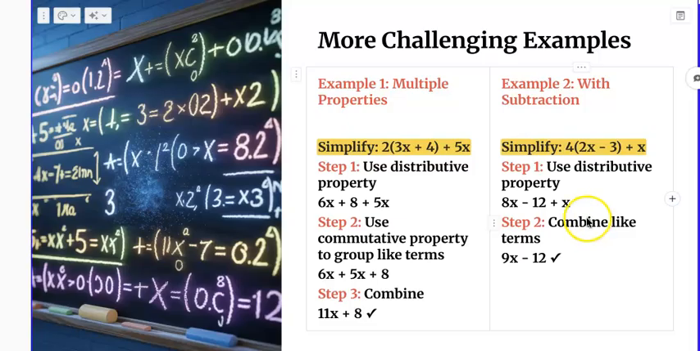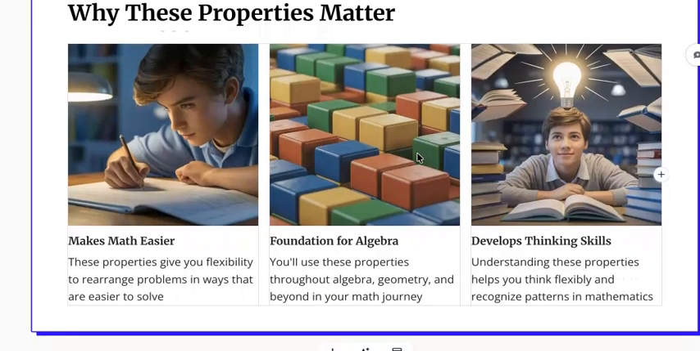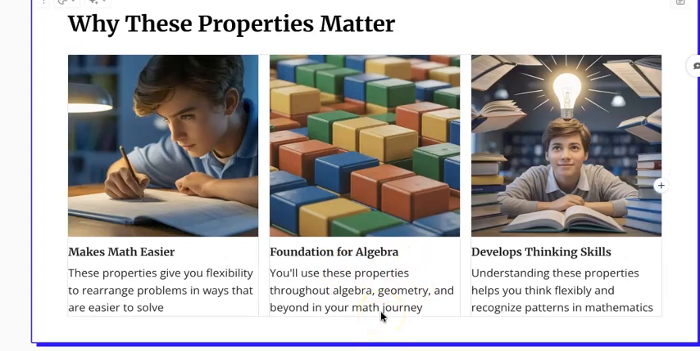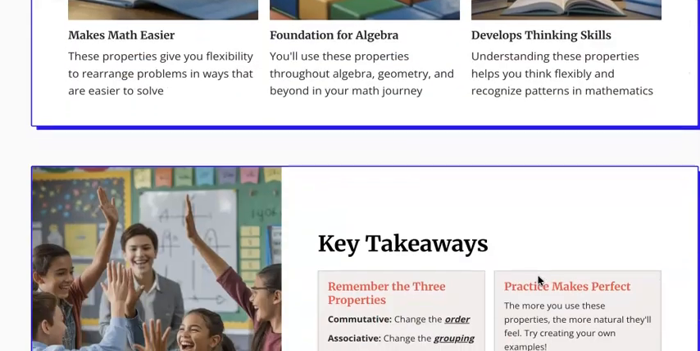And we bring the x down. When you see 8x plus 1x, even though you don't see that there's a 1, you get 9x minus 12. And we're done. Can't do any more. So why are these properties important? Why do they matter? It makes math easier. It's a foundation to algebra, which you'll be getting into in high school, and it develops your thinking skills.